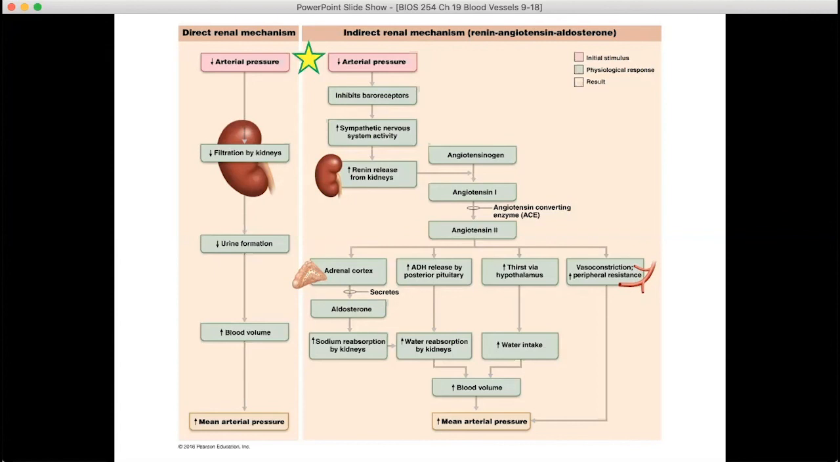It goes to the adrenal cortex and causes the release of aldosterone, which in turn will go to the kidneys and increase sodium reabsorption. Recall that water will follow sodium. In addition, aldosterone also causes the release of ADH, which will increase water reabsorption at the kidneys. It will go to the hypothalamus, to the thirst center, and stimulate you to increase your intake of water. In addition, recall that it is a vasoconstrictor. All of these actions are going to increase your mean arterial blood pressure, returning the blood back to the heart.